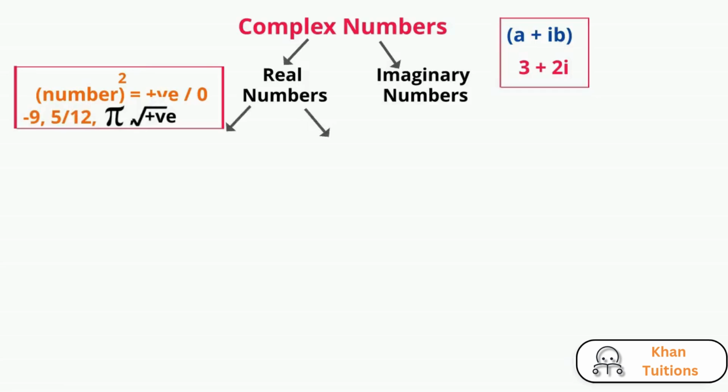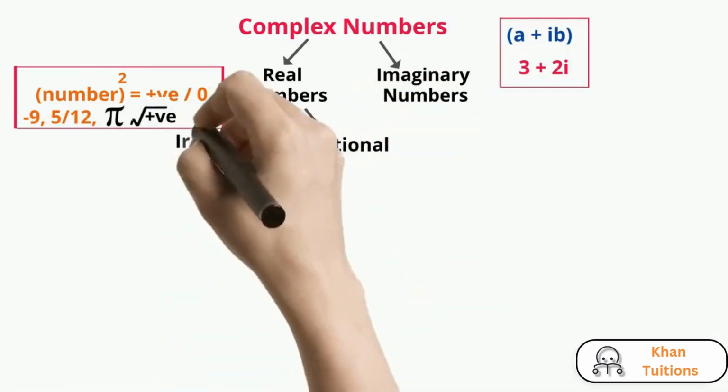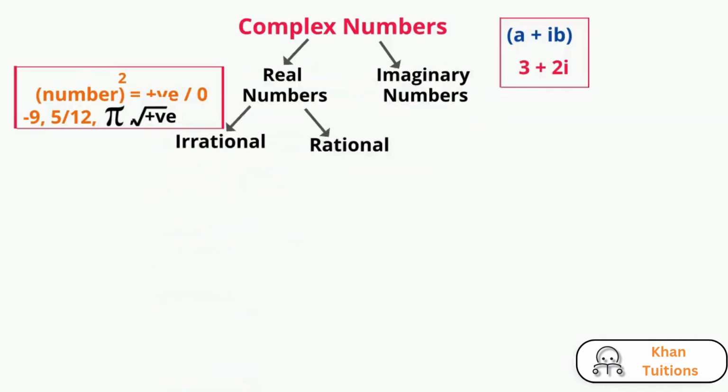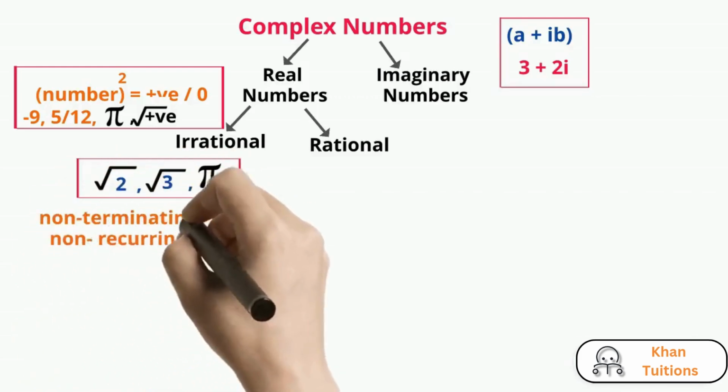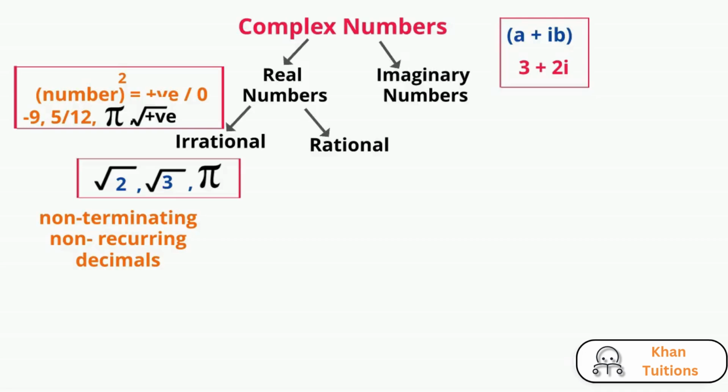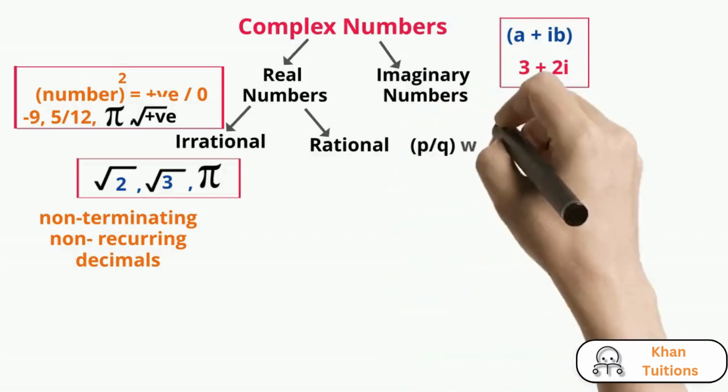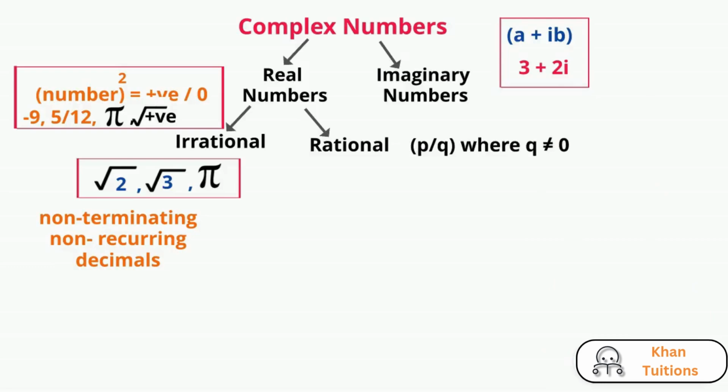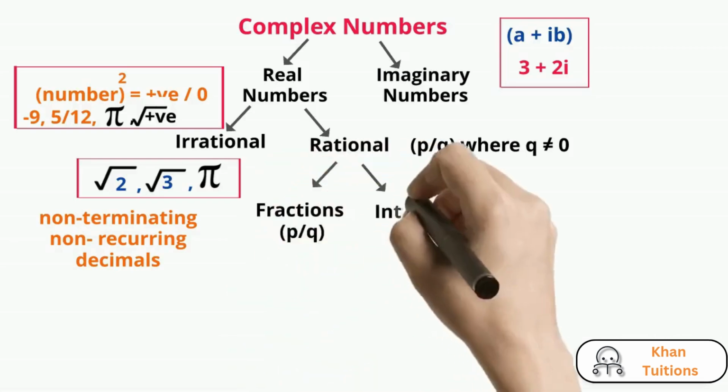Real numbers are divided into two subcategories, rational and irrational numbers. Irrational numbers are those which cannot be expressed in the form of p by q, such as root 2, root 3, pi, and are also called non-terminating, non-recurring decimal numbers. Rational numbers are those which can be expressed in the form of p by q, where the denominator q is not 0. Rational numbers are broadly classified into two categories, fractions and integers.